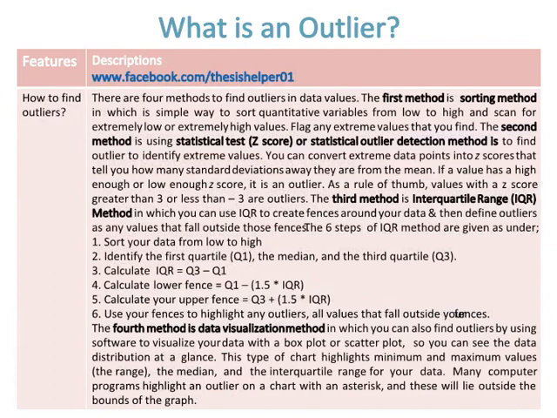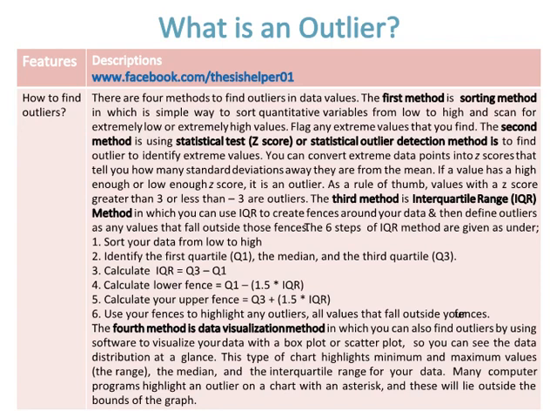How to find outliers? To answer this question, there are 4 methods to find outliers in data values. The first method is sorting method, which is a simple way to sort quantitative variables from low to high and scan for extremely low or extremely high values. Flag any extreme values that you find.